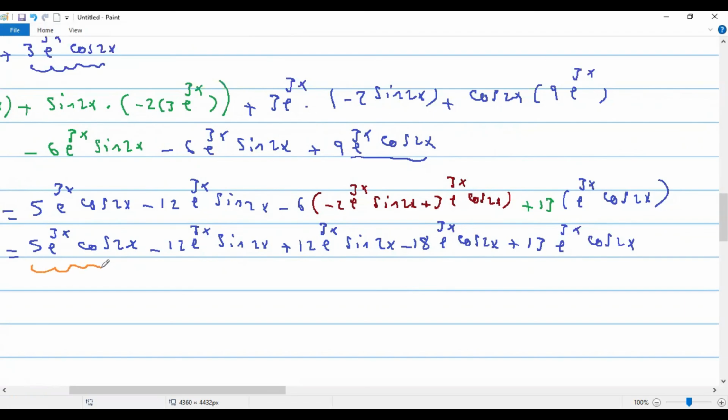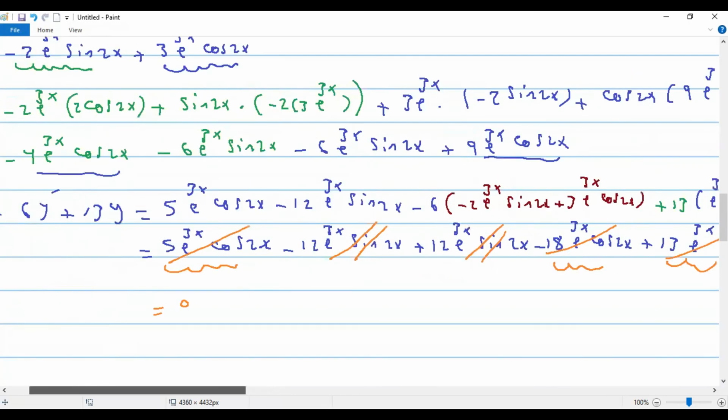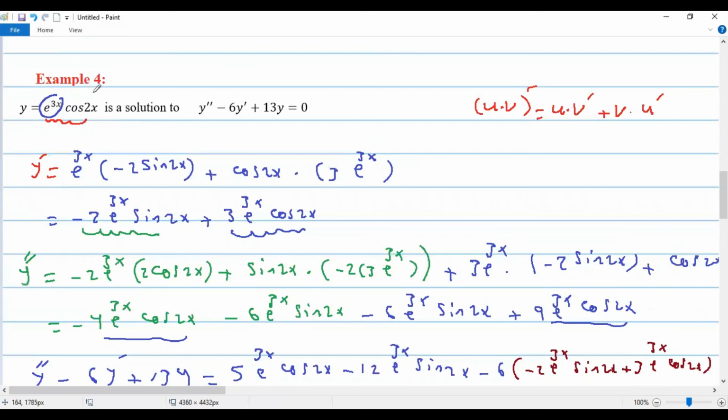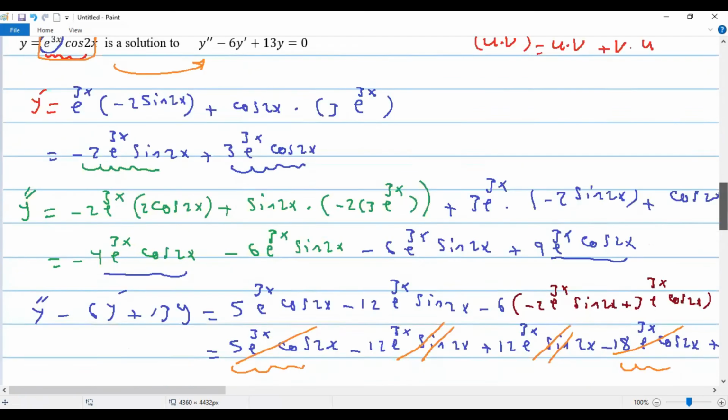Now look at the cosine terms, e cosine. This one is 5, and here I have negative 18, and plus 13. So 13 minus 18 is negative 5, plus 5 is 0. Then look at the e sine terms: this one is negative 12, and this one is plus 12, which is 0. So the answer is equal to 0. That means y equals e^(3x) cosine 2x is a solution to this differential equation.